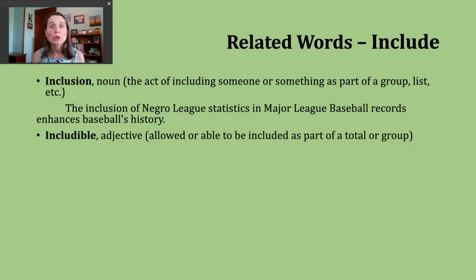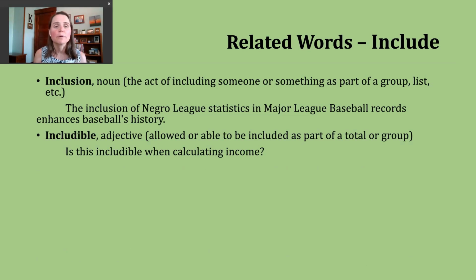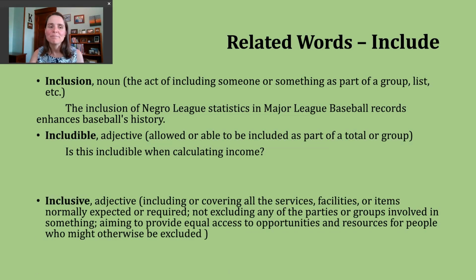Another related word you might encounter is the adjective includable. This means allowed or able to be included as part of a total or as part of a group. So an example of this. Is this includable when calculating income? Sometimes you hear people ask this question as they're calculating their taxes or calculating their total income to determine if they're eligible for some particular program, right? And so we want to know, is it allowed to add this in?